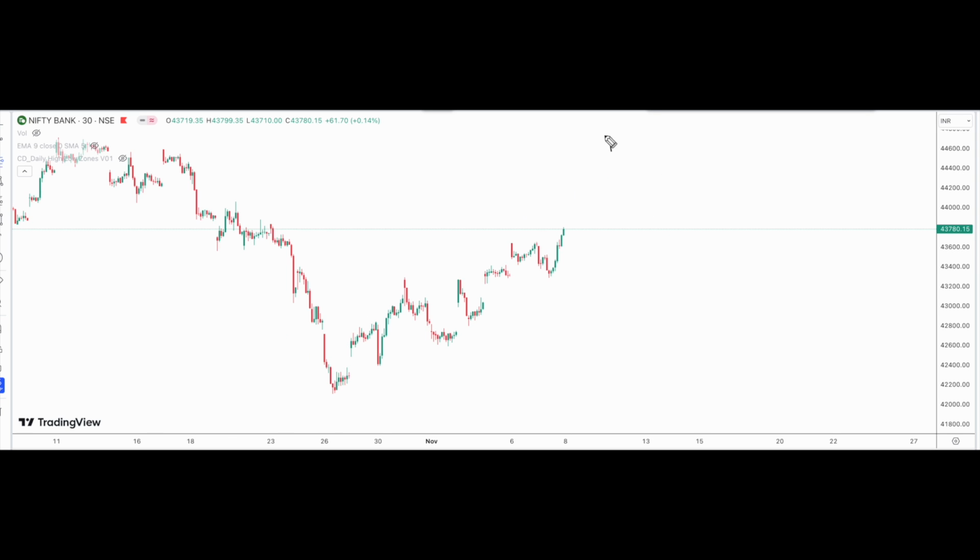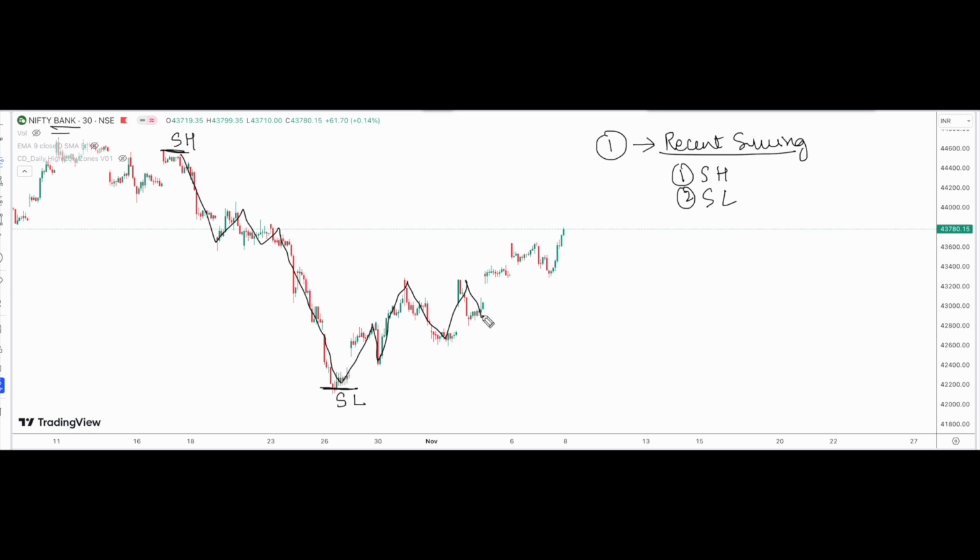Now the first thing which I try to do as soon as I open the chart is identify the recent swings. Now there are two types of swings. One is swing high, another one is swing low. Now in this Bank Nifty chart, I will consider this as swing high. This is the place from where market continuously fell. Now this level, I will consider as swing low because from here the market slowly started to move towards the upside, forming higher lows and higher highs.